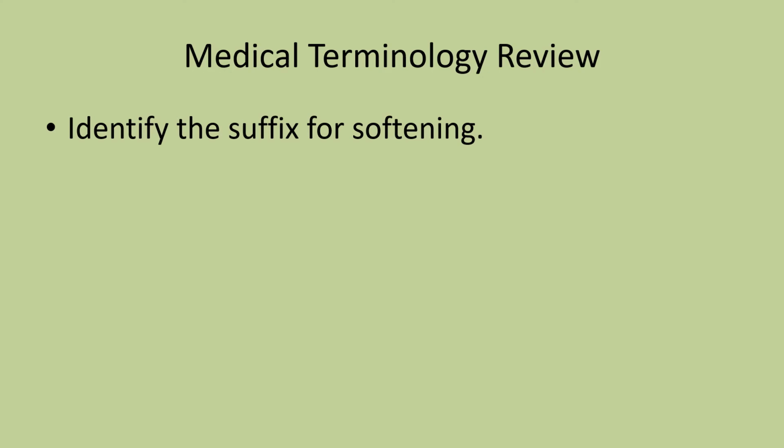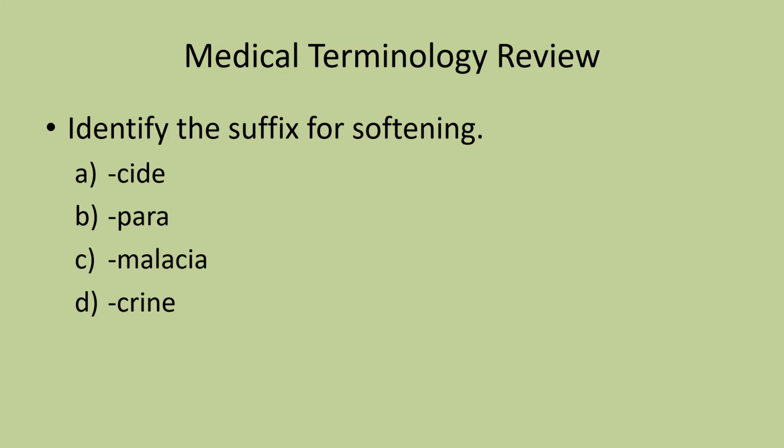Softening. This one's hard. Bone, soft bones. Softening. All right, let's go to the choices. Nothing comes to mind, right? Side, para, malacia, crin. Process of elimination. So, what is side? Kill. Kill, death. Homicide, suicide. What's para? Next to. Paraprofessional works next to a professional.